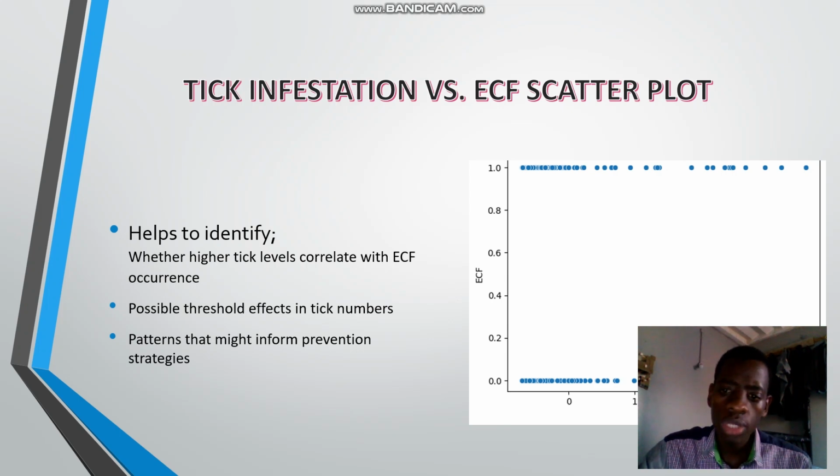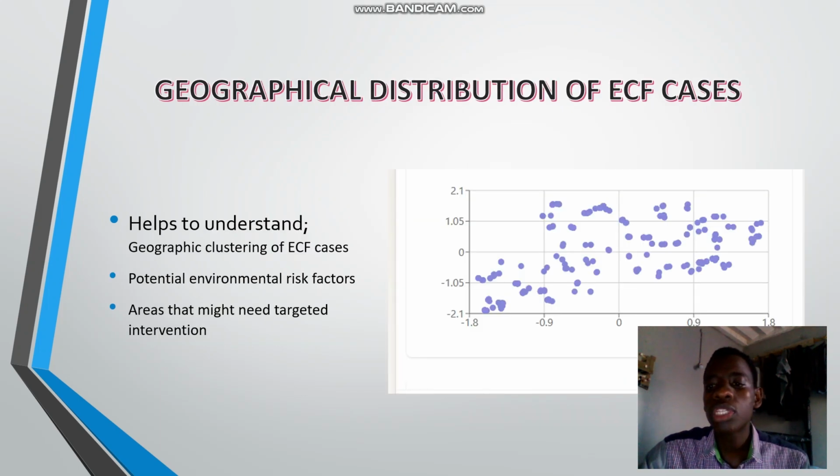The visualization we are seeing here helps us to identify whether higher tick levels correlate with ECF occurrence. Also, it helps identify possible threshold effects in the tick numbers, and also helps identify patterns that might inform prevention strategies.